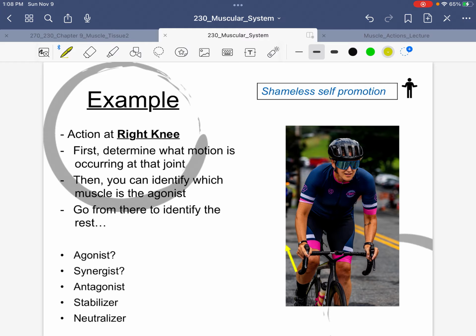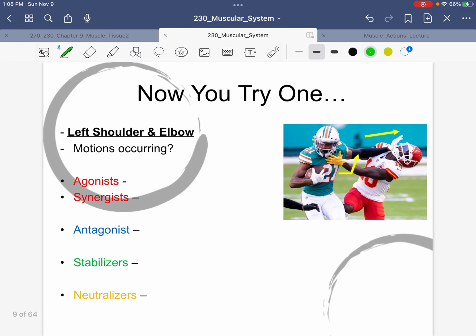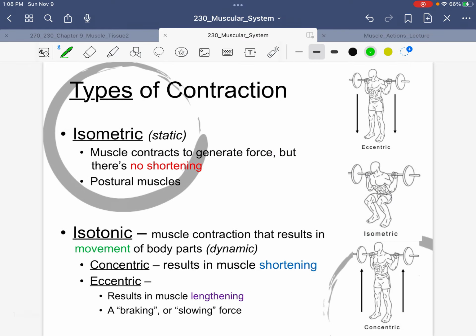This is looking at, instead of leg extension, knee flexion. So if you want to practice on your own, yes, shameless self-promotion, because there's me. Knee flexion. So what would be the agonist for knee flexion? I give you another one with a stiff arm here, which is really cool. I'm asking you the motions occurring at the shoulder and the elbow, so you can practice. And then a trunk example. So practice those. When we come back in person, we will see how you did.